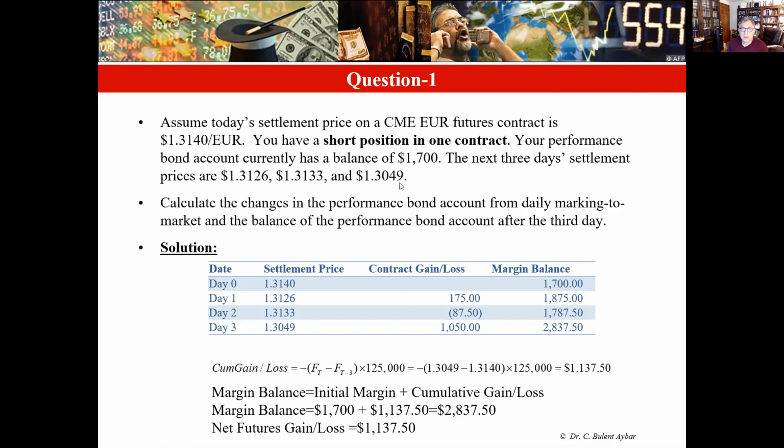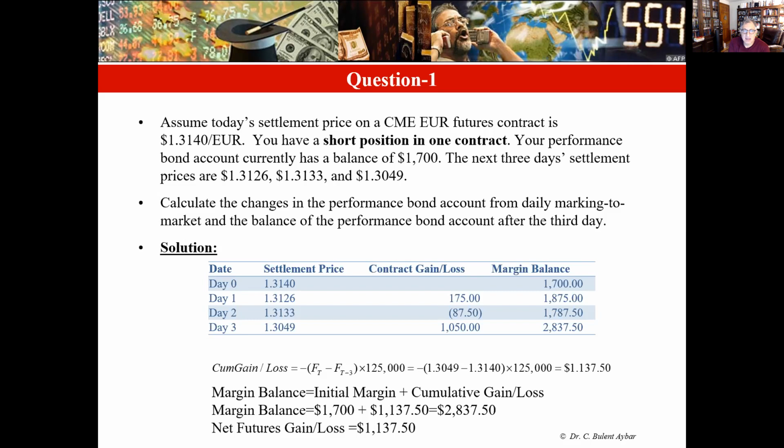Okay, let's start with question one and see if we can make some progress from here. The question indicates that today's settlement price on the Chicago Mercantile Exchange Euro futures contract is $1.3140 per euro. You have a short position in one contract, and your performance bond account currently has a balance of $1,700.